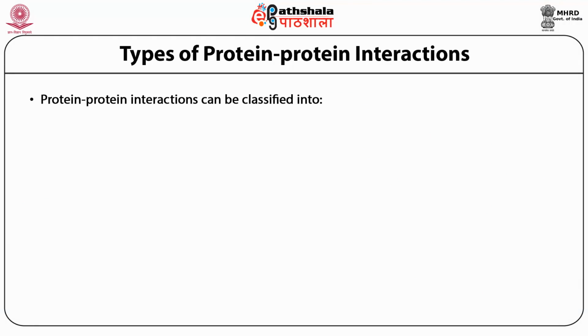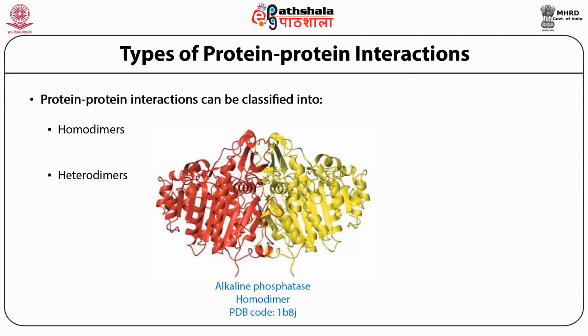Protein-protein interactions can be classified in many different ways, but primarily we can classify them into homodimers or heterodimers. Many restriction enzymes, for example, form homodimers. Alkaline phosphatase forms a homodimer.